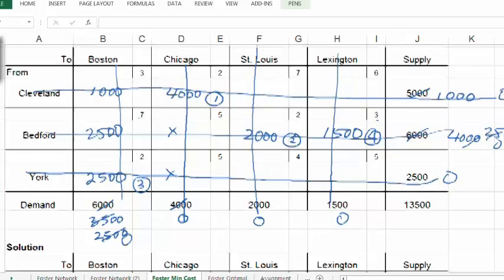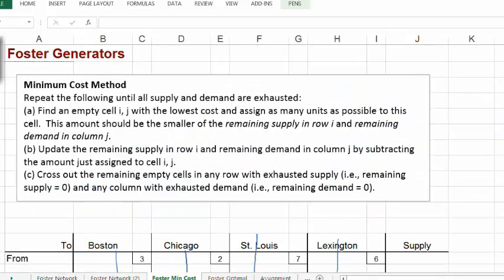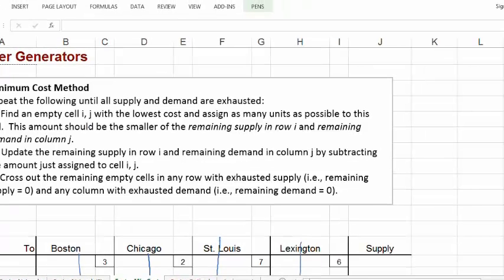Okay, so this is called the minimum cost method. And again, it doesn't necessarily find the best solution. It'll find a pretty good solution. So we call it a heuristic, and heuristic means basically a rule of thumb. This doesn't guarantee the best solution, but it's a good rule to follow. It makes sense, and it'll give you a pretty close to the optimal solution.